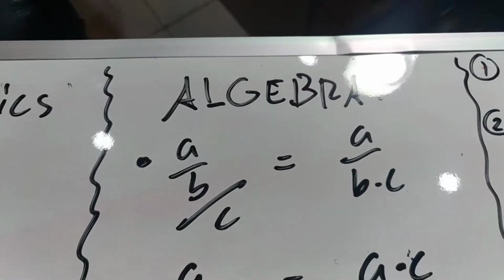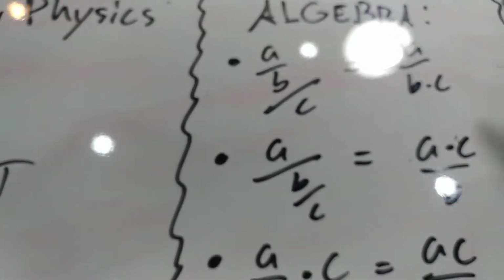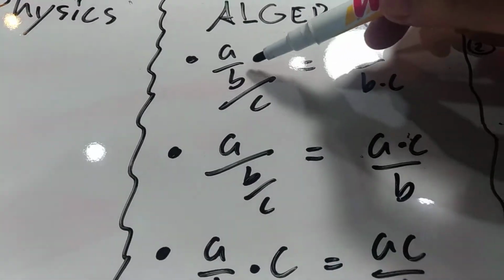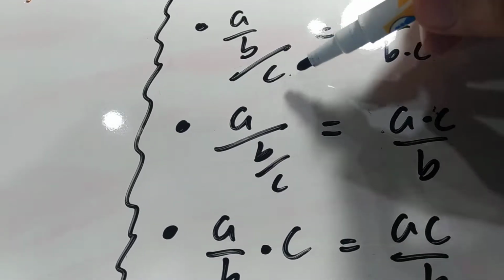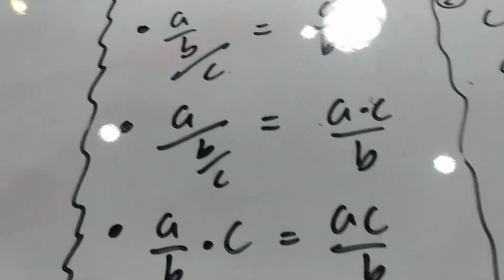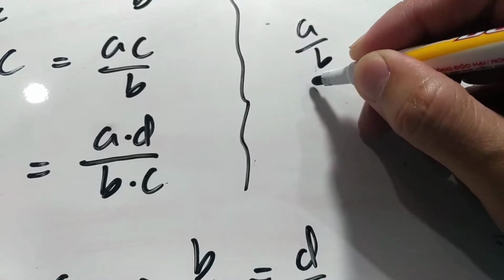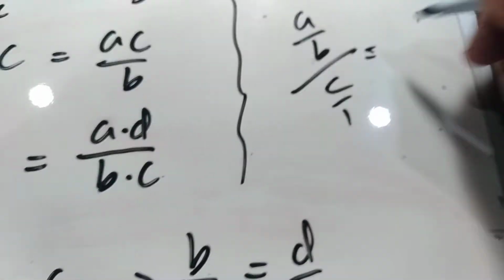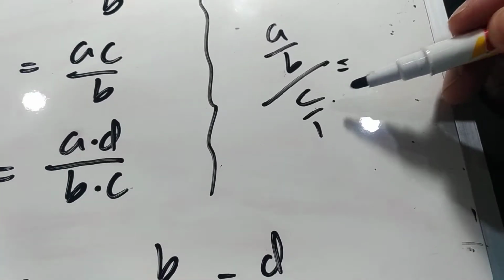All right, here's a quick algebra lesson that you will need for physics class. If you have fraction operations, like dividing fractions, so a over b, that's a fraction, divided by c, you can think of c as being a fraction, c over 1. So you will have a over b over c over 1. And when you have fractions like this, you take the denominator, invert it, and multiply.